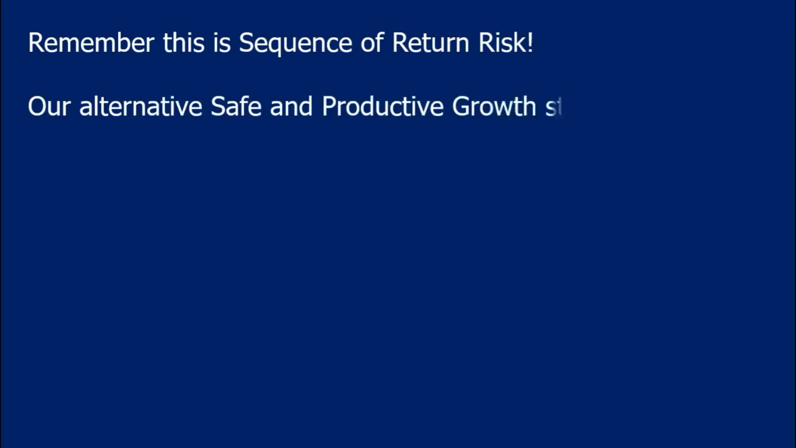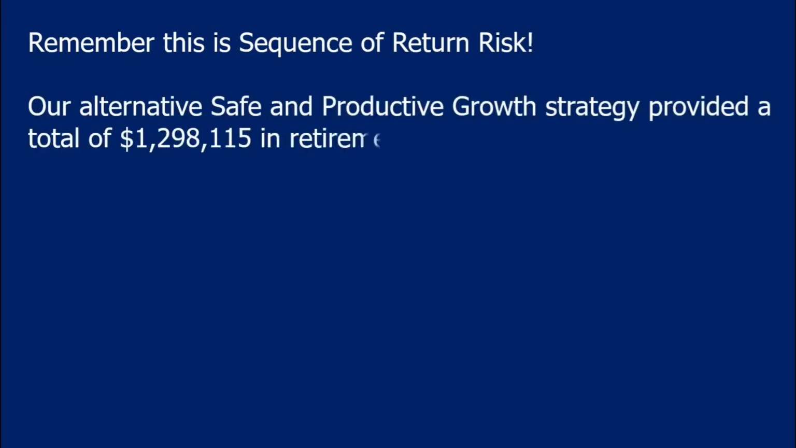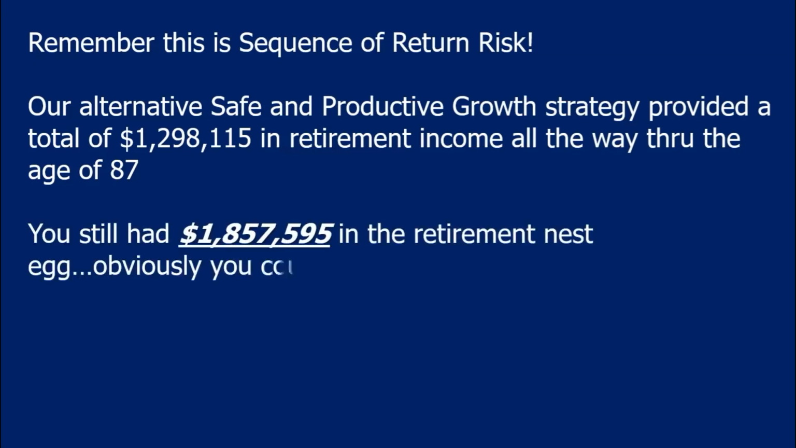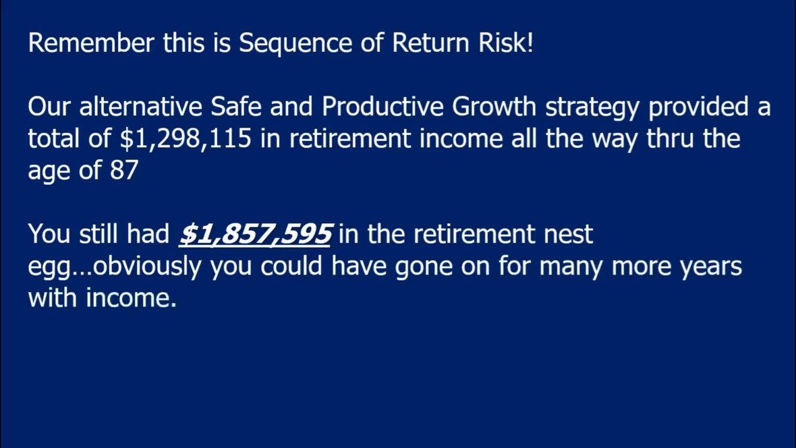So our alternative safe and productive growth strategy provided a total of $1,298,115 in retirement income because it went all the way through age 87. You still had $1,857,595 in retirement nest egg. So obviously you could have gone on for many, many more years.